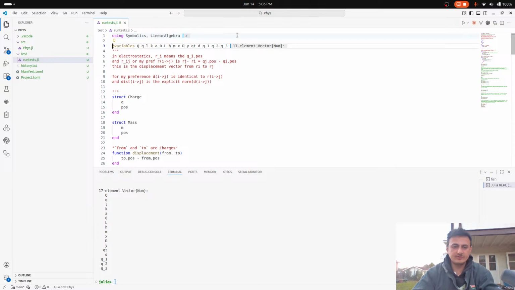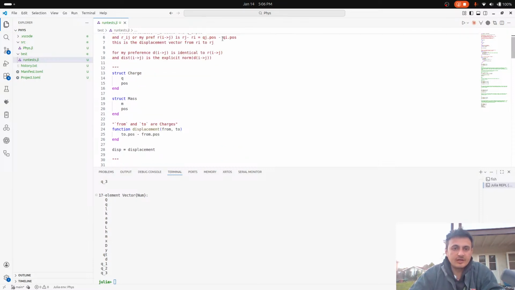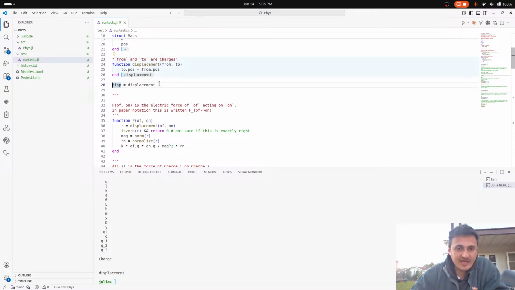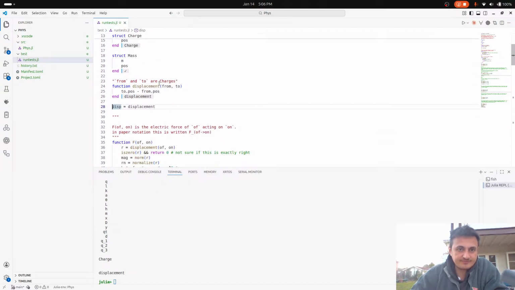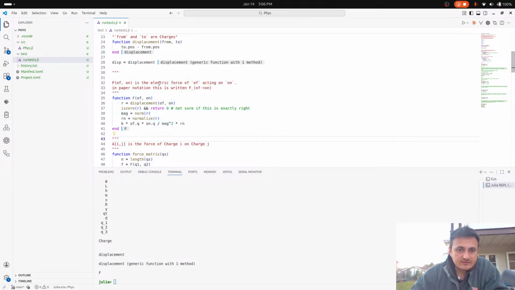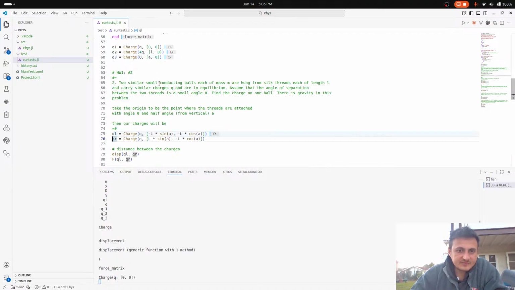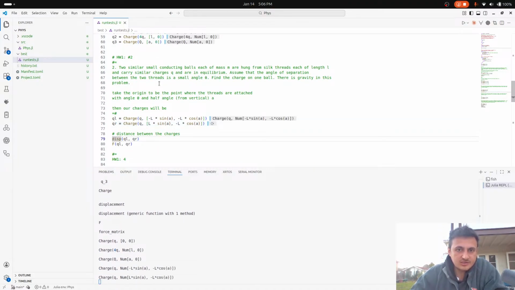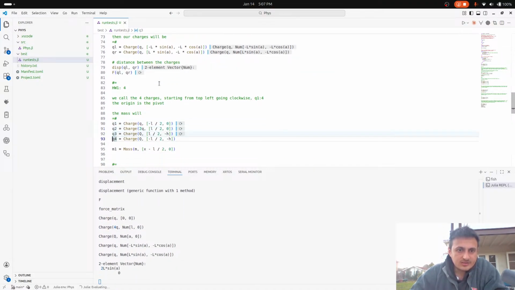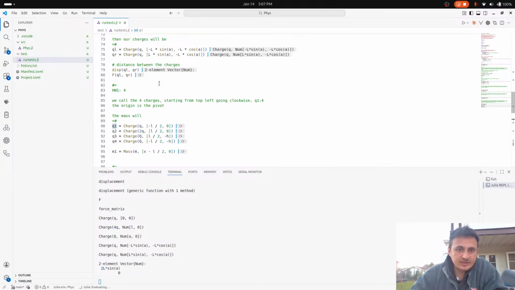Okay, I think we're good now. So we have a charge, which is basically a scalar, and then a position, and that's just some vector in Rn or something. I did the same with mass, but I don't really know if that's important. Okay, all right, let's make some charges.